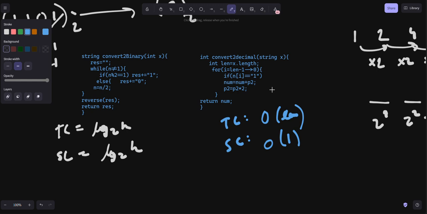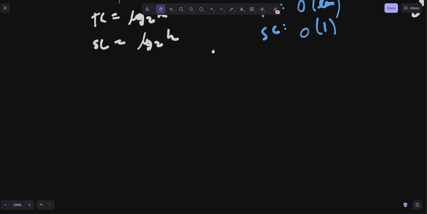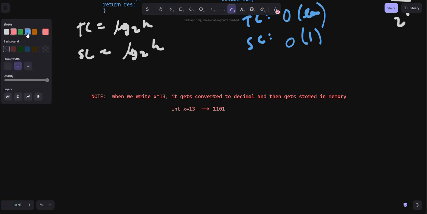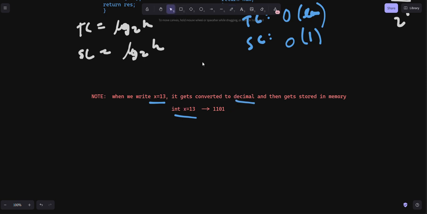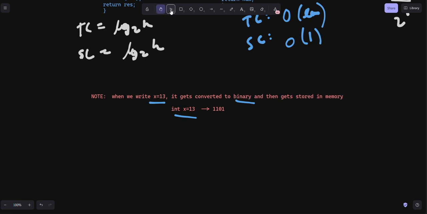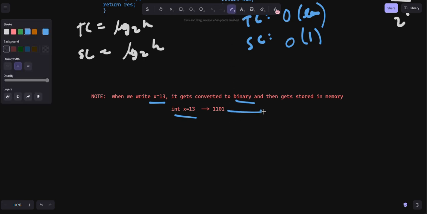So that's the case. And one thing you need to know, as I told you earlier as well, let me write that down. If you store a number, basically if you write x is equal to 13, right? If you store an integer, it is first converted to binary, my bad, let me correct that. It is first converted to binary, right? If you are storing that number, it is first converted to binary 1101, and then it gets stored.